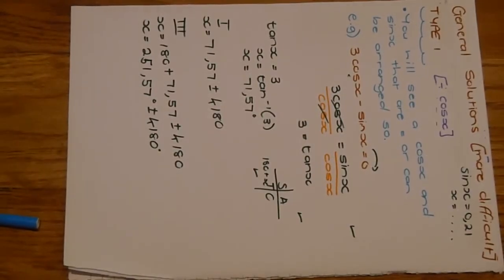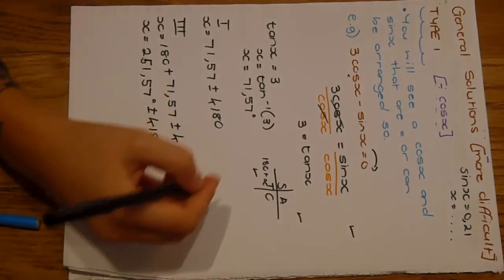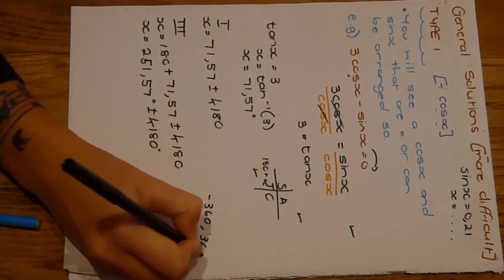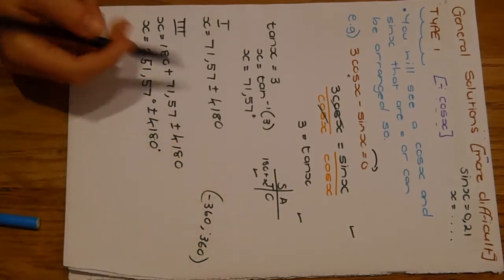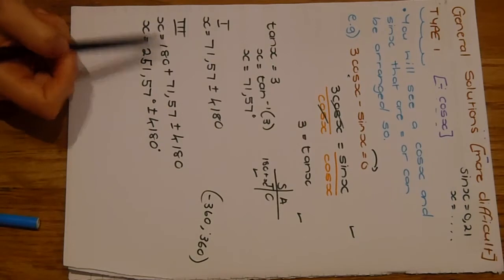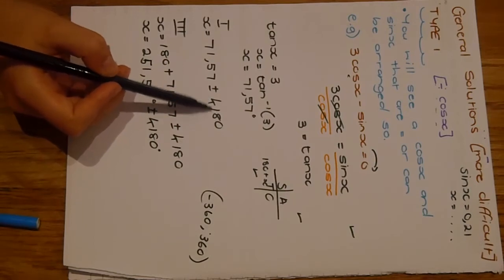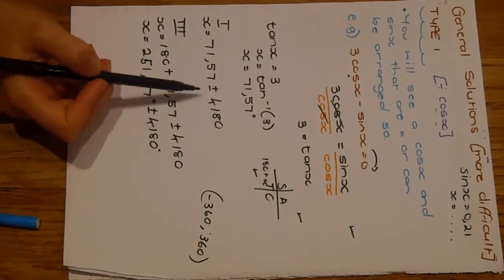I also saw that last week people were struggling with specific solutions. Specific solutions are very easy. They'll just give you an interval. So if they ask for all the specific solutions between minus 360 and 360, all you're going to do is do it for each of your formulas. So you replace k with 0, then 1, then 2, then 3. Remember, it just means 1 times 180, 2 times 180.